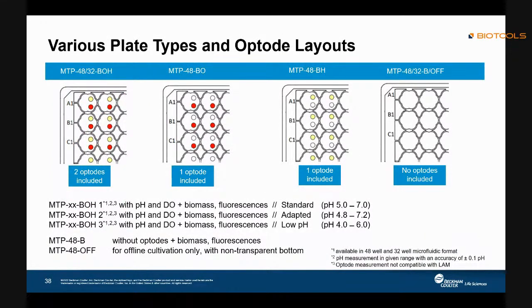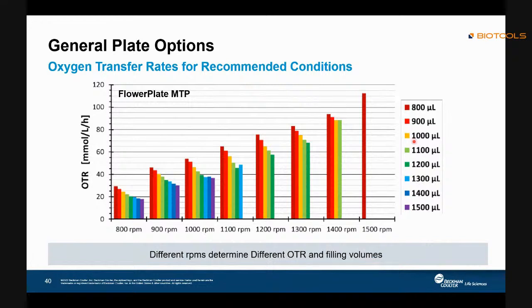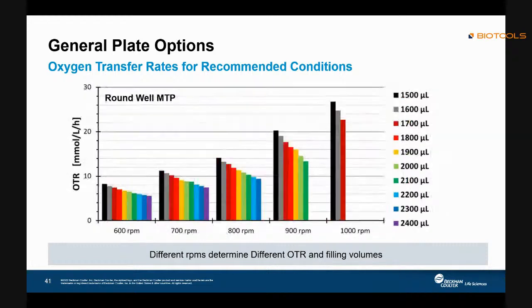If you use our instruments, we can also help you with different types of plates and optode layouts. For example, we have different pH values, or some customers do not need to measure the optode. They just want to measure the biomass, or some of them want all of the measurements. So we have different types of optodes for that. We also have different types of flower plates and round plates to help the customers. From the data, we can see that the flower plate has a much higher oxygen transfer rate compared to the round plate. So this is the round plate data.